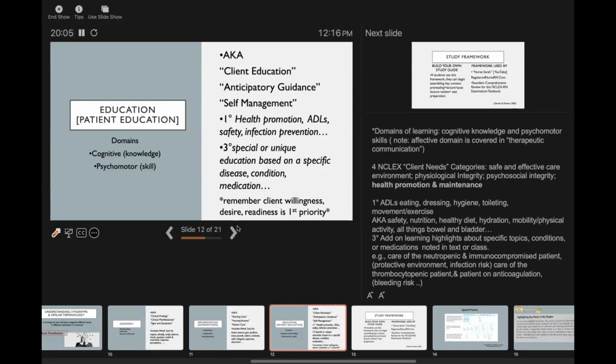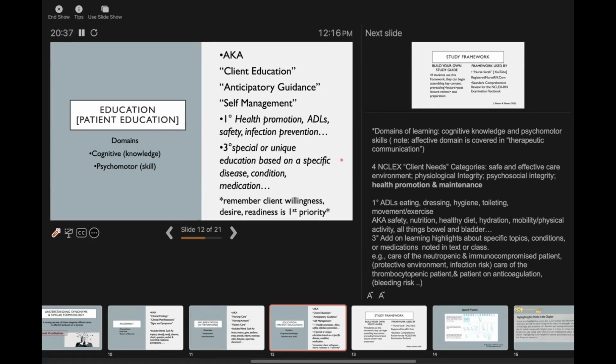So I like to break down that patient education into primary patient education, health promotion. That's all things that are just important for healthy living, right? So it's all things with diet, with exercise, with all the activities of daily living, right? Dressing, hygiene, vaccinations. So we have a whole wheelhouse of health promotion things that we teach.